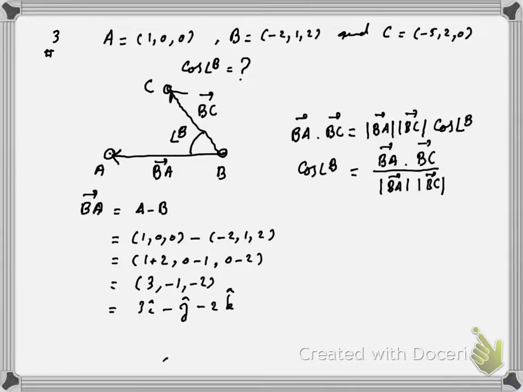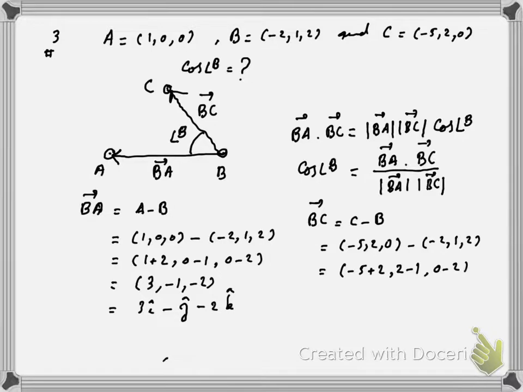Similarly, we find the B to C vector. It is C minus B. C is equal to (-5, 2, 0) and B is equal to (-2, 1, 2). It is equal to (-5 - (-2), 2 - 1, 0 - 2), which is equal to (-3, 1, -2). It can be written as minus 3 i cap plus 1 j cap minus 2 k cap.